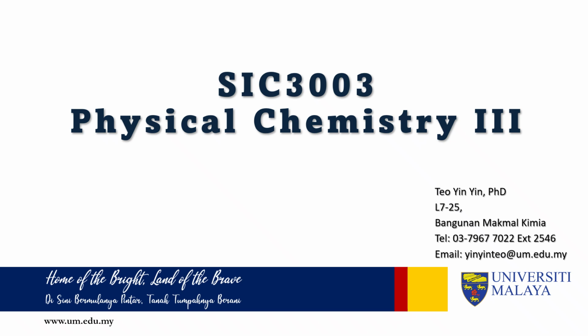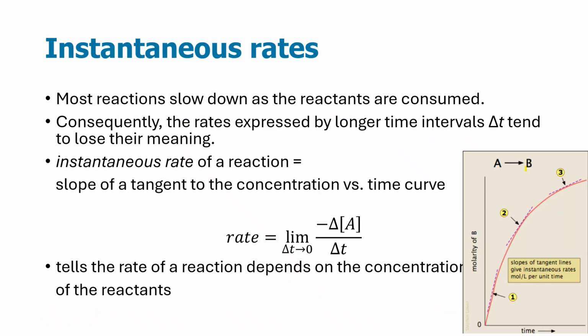Hi, let's continue with the lecture on the topic of kinetics. Last week we have seen some of the topics related to the rate of reactions, and today we are going to look into these instantaneous rates. The instantaneous rate taken near the beginning of the reaction at time t equals 0 is known as the initial rate, as labeled here as 1. As we shall see soon, the initial rate plays an important role in the study of reaction kinetics.